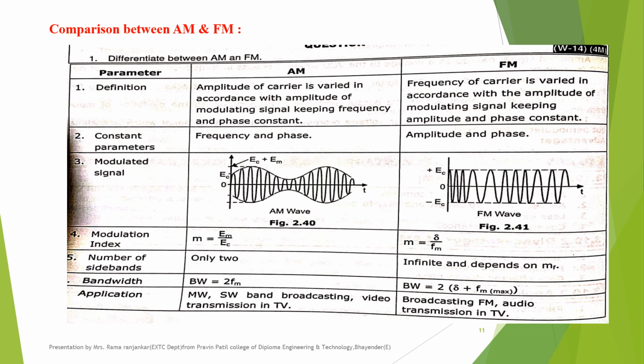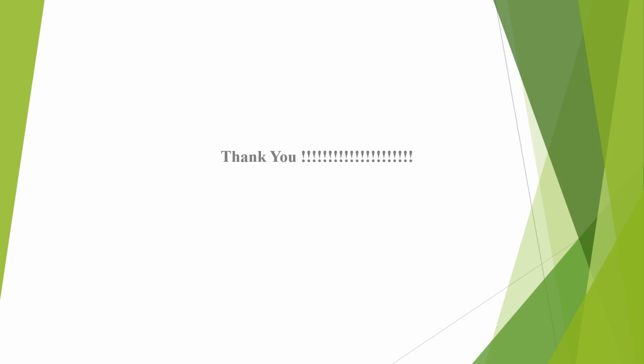In case of AM, bandwidth is equal to 2 fm, while for FM, bandwidth is equal to 2 times the bracket delta plus fm maximum. Application. Amplitude modulation is used in mobile software, band broadcasting, and video transmission in television, and FM is used in FM broadcasting and audio transmission in television. Thank you.